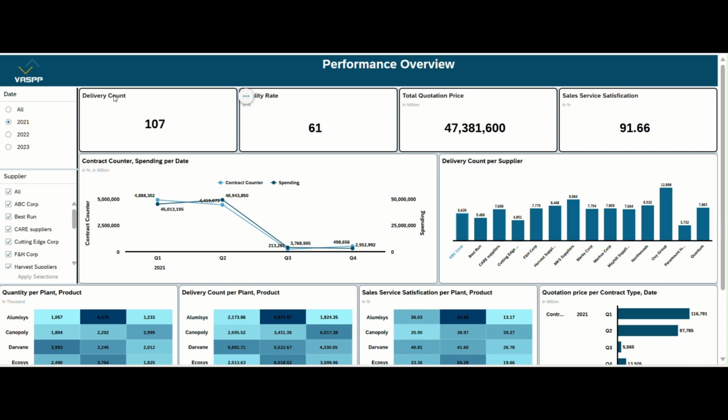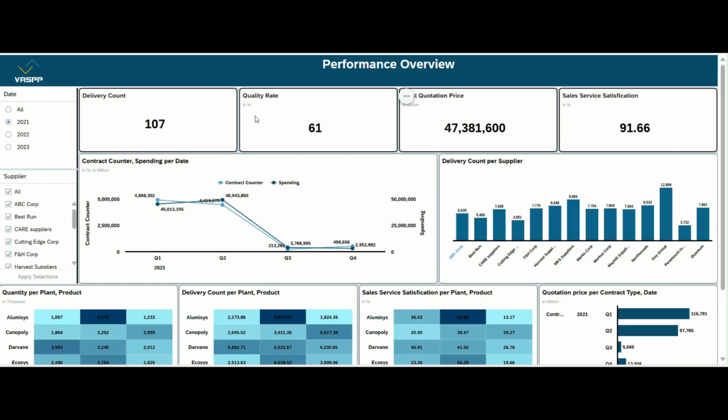We start with the delivery count, which shows 107 completed deliveries in the selected time frame. This gives you a quick view of how active your supply chain is. Are deliveries consistent? Are suppliers meeting deadlines? Tracking this metric helps you assess throughput and plan your inventory more effectively.